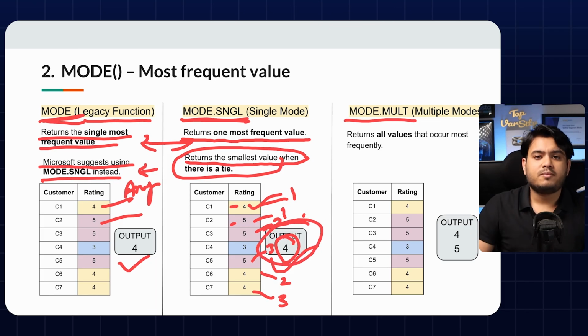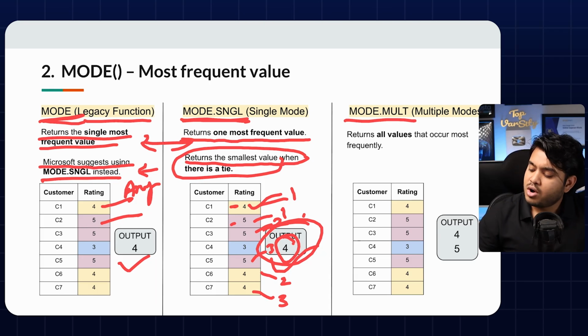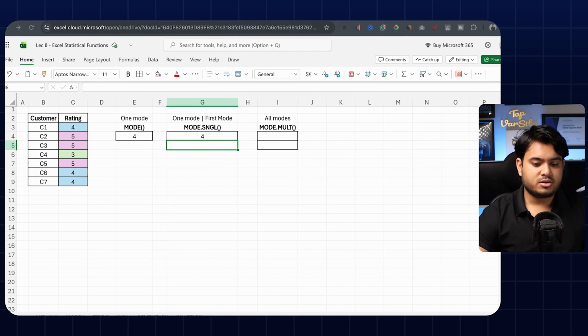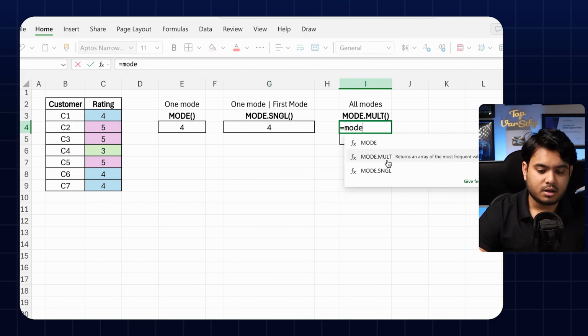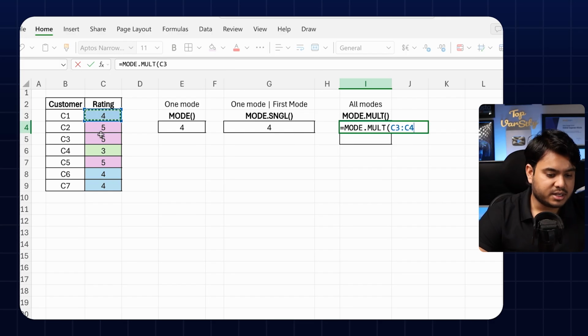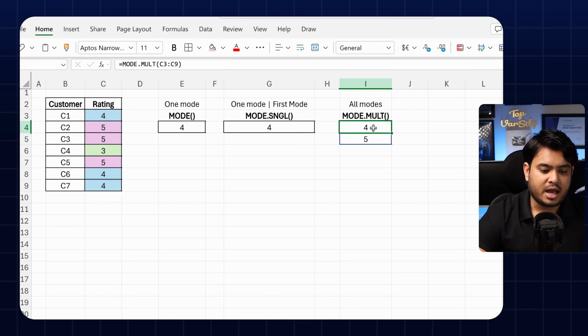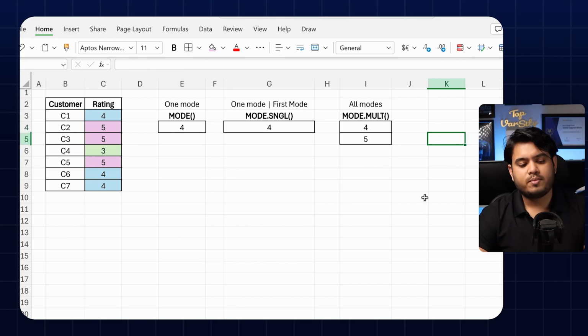That's why your output is 4. But now you'll ask, what if we want both values, because 4 is there 3 times and 5 is there 3 times? Then we'll use the MODE.MULT option. This returns all the values that occur most frequently, so here you will get 4 three times and 5 three times. If I use the same formula MODE.MULT and select the range, you will get 2 values, 4 and 5. So in this way MODE will work.